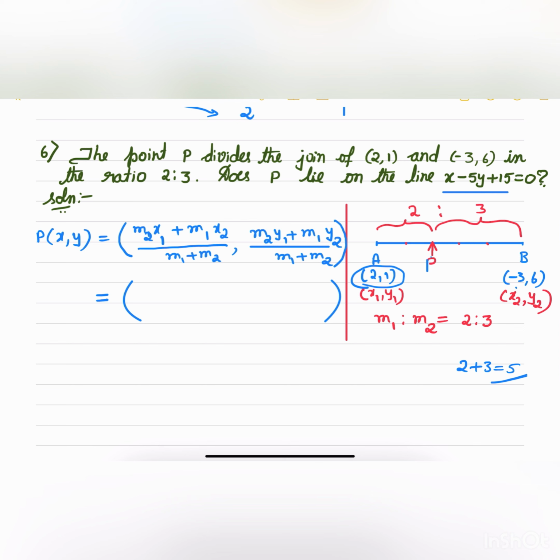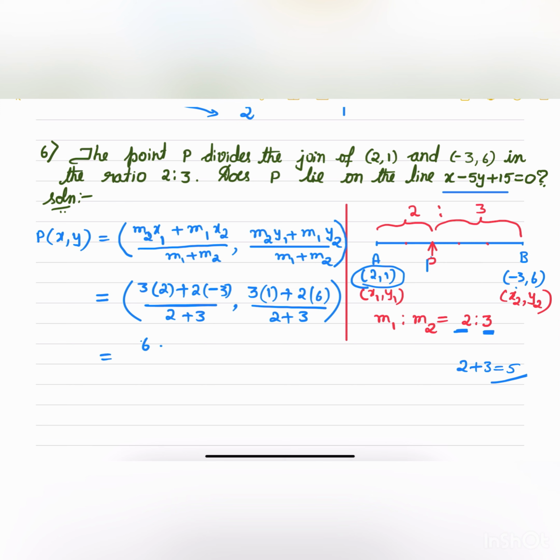Now m1 is nothing but 2 and m2 is nothing but 3. So we will substitute those things. x is (m1 x2 + m2 x1)... 3 into 2 plus m1 is 2 into x3, x2 is minus 3 divided by 2 plus 3, comma m2 is 3, comma y1 is nothing but 1 plus m1 is 2 into y2 is 6 divided by 2 plus 3. Let us simplify it.